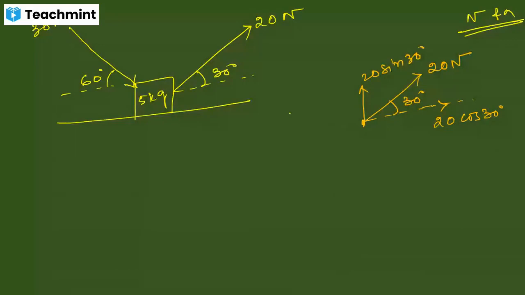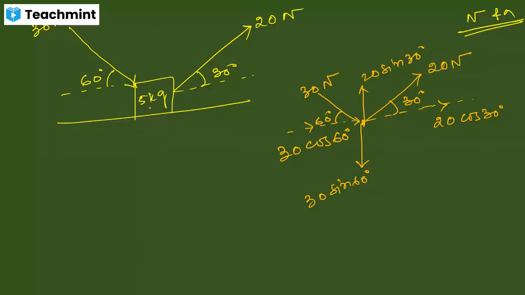Now on that object we are applying a push force, right? The push force has the value of 30 Newton. It is acting at an angle of 60 degrees. So it has a horizontal component of 30 cos 60 degrees, and this 30 Newton is a push force, so obviously its vertical component should be in the downward direction. So I can say this is 30 sine 60 degrees, right?